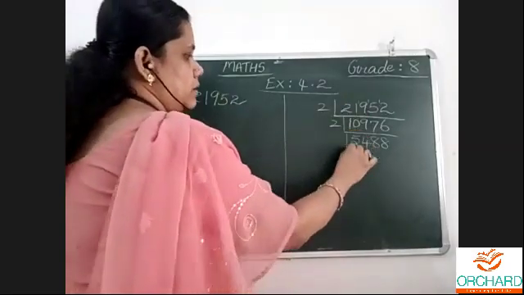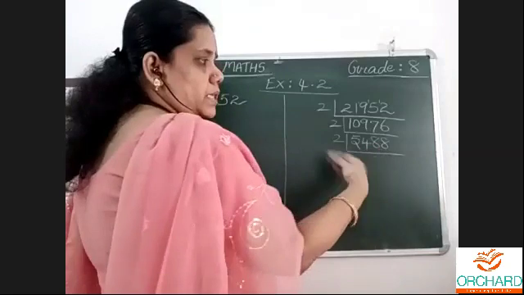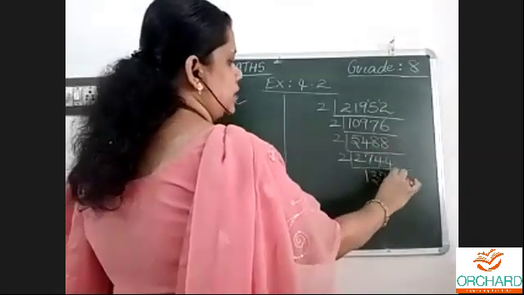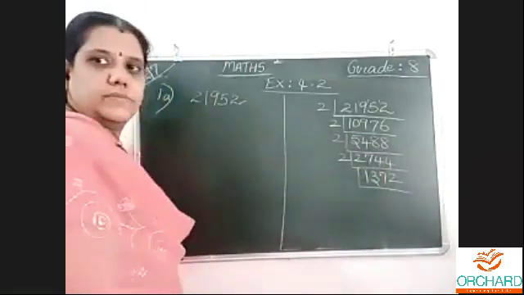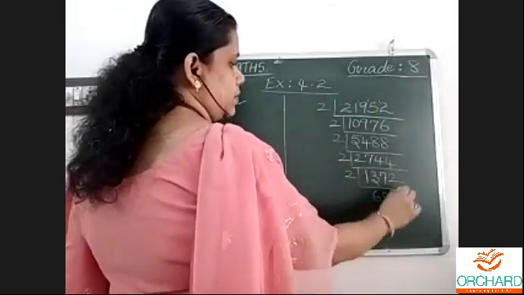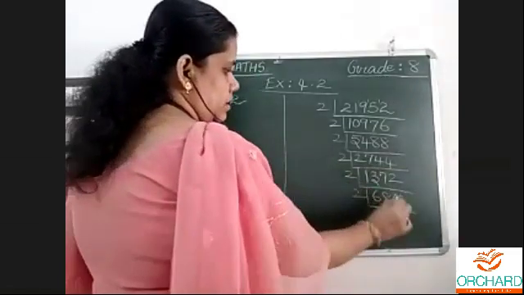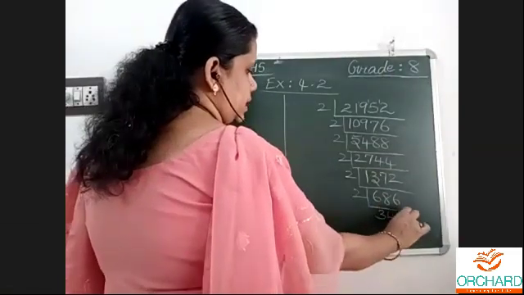Again by 2. Even numbers, so easily by 2. 2 2s are 4, 7 2s are 14, 4 2s are 8. Now 2 again. 3 2s are 6, 7 2s are 14, 6 2s are 12, 8 2s are 16. Anything mistake means tell me. 3 2s are 6, 4 2s are 8. Yes.